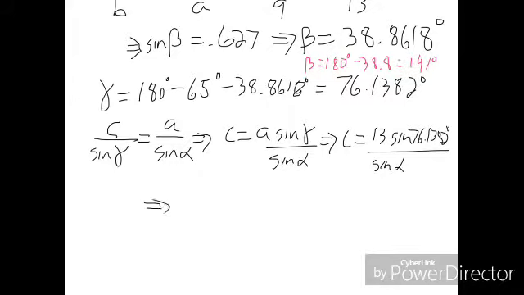This gives us, now you go to your calculator, and get 13 times sine of answer divided by sine of alpha. Alpha is 65 degrees, so right here, that's 65 degrees. There we go. Sine 65. Final answer, 13.926.